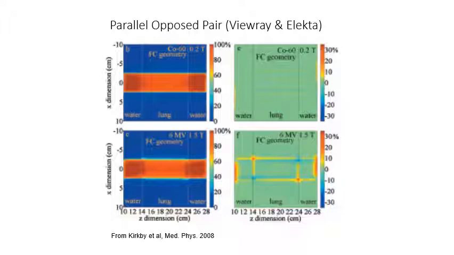For the method used by the University of Alberta, where the electron motion is largely parallel to the magnetic field, the dose distribution changes are much smaller and can be neglected for the 0.6 Tesla magnetic field employed in that system.